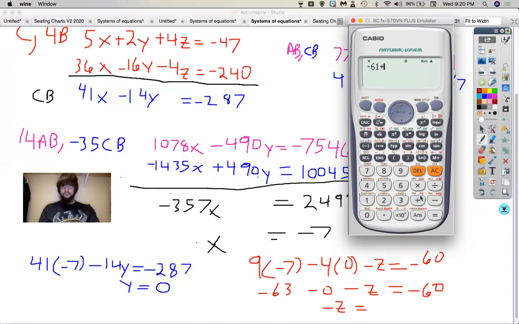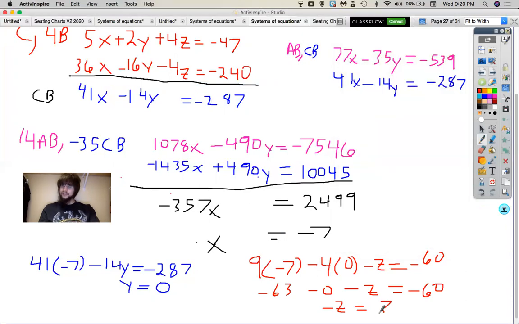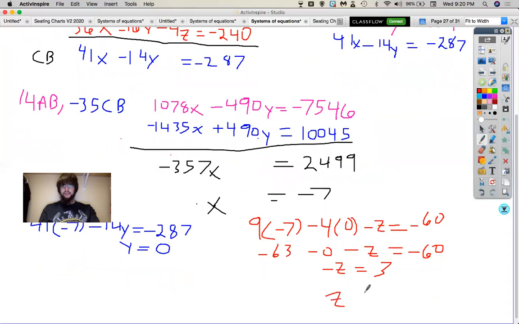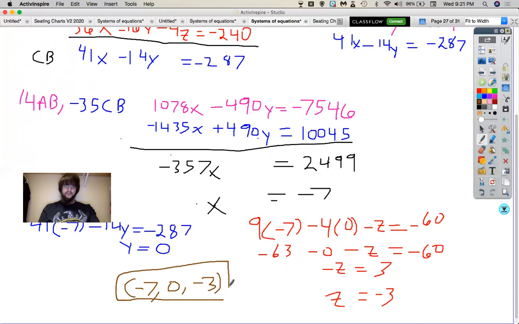Negative 60 plus 63 is 3. So negative z is 3. Divide through by negative if you must. Z is negative 3. So our final actual answer, in a nice color, how about brown? Ordered triple: X, Y, Z. That is my answer. That's it. That's done. No more work to do.